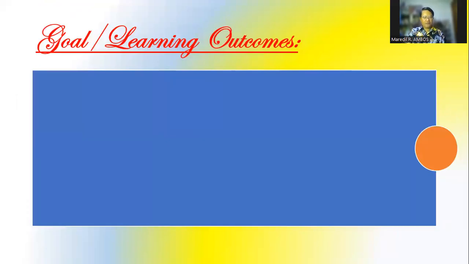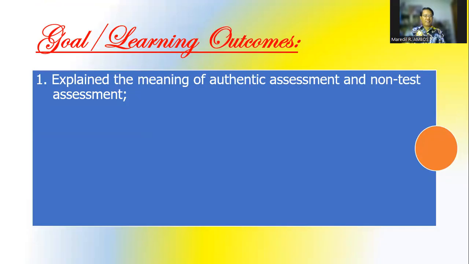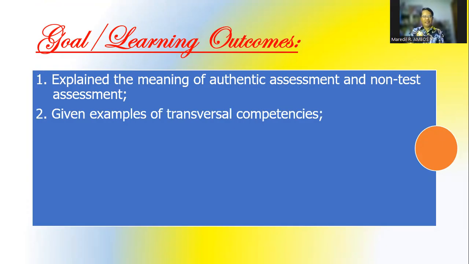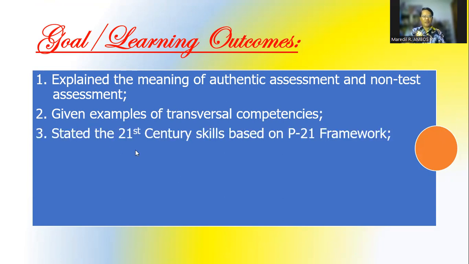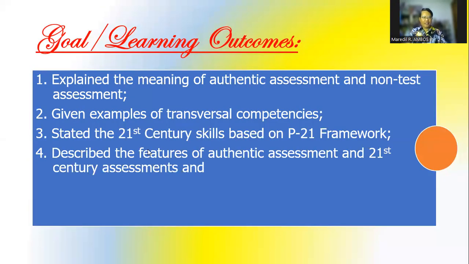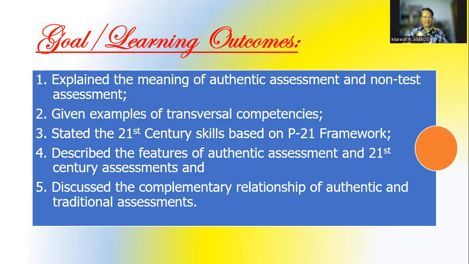Okay, let's have our expected learning outcomes for this lesson. At the end of the discussion, students must be able to, number one, explain the meaning of authentic assessment and non-test assessment. The second is give examples of transversal competencies. The third is state the 21st century skills based on the P21 framework. Number four is describe the features of authentic assessment and 21st century assessments. And lastly, discuss the complementary relationship of authentic and traditional assessments.